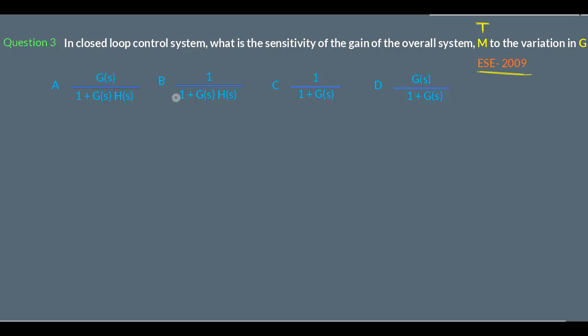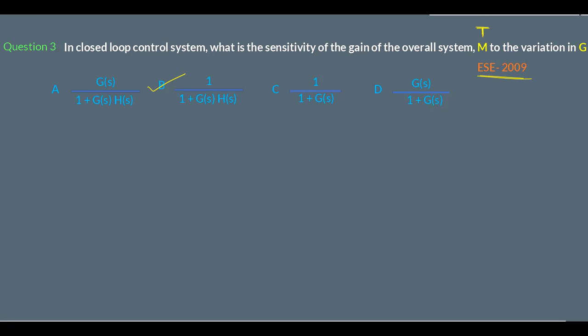So we know the sensitivity of a closed loop transfer function is nothing but 1 upon 1 plus GH. So option B is the correct answer. We have already derived this equation in lecture number 7. I will put this link in this I button. You can see the answer for this question. So now let us go to question number 4.